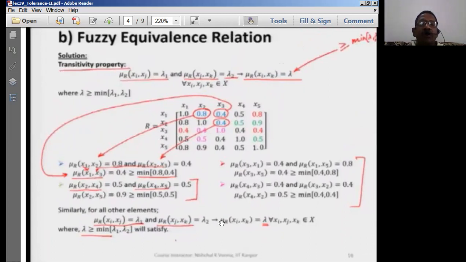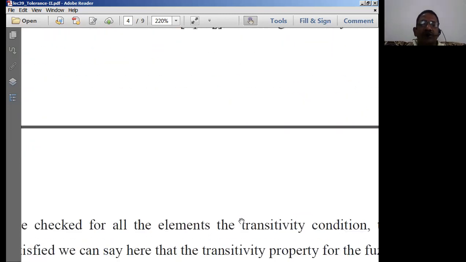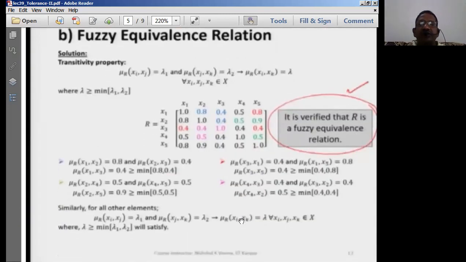And in this problem, all these are going to get satisfied, and hence we say that this particular relation is going to satisfy the transitivity property. So as it is satisfying the transitivity property, R is going to be a fuzzy equivalence relation that we can write for this particular matrix R.